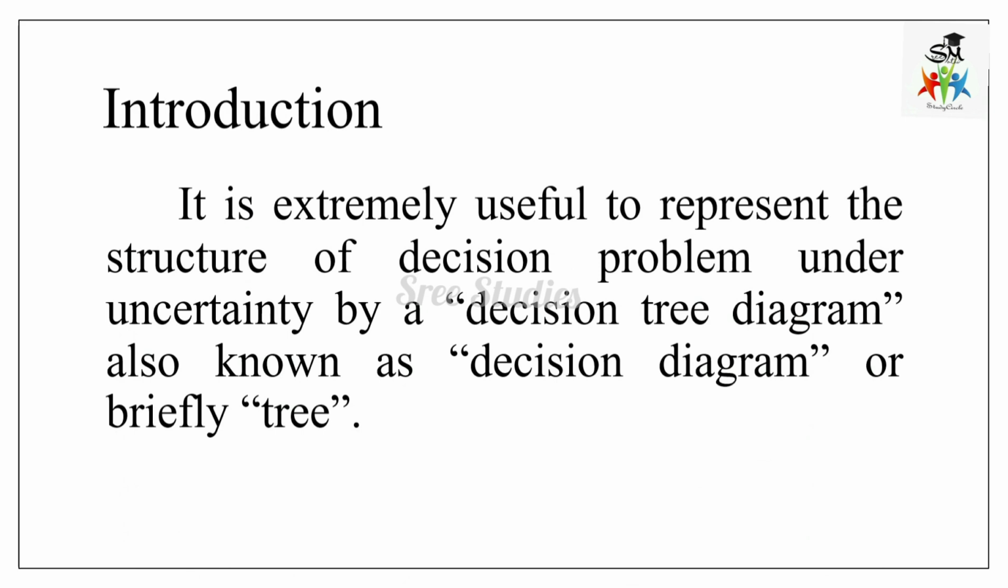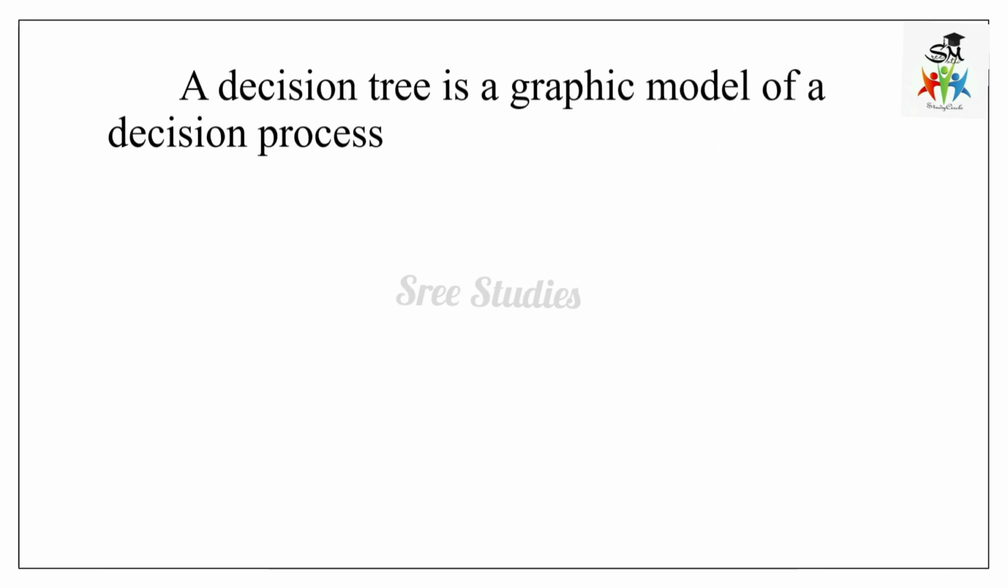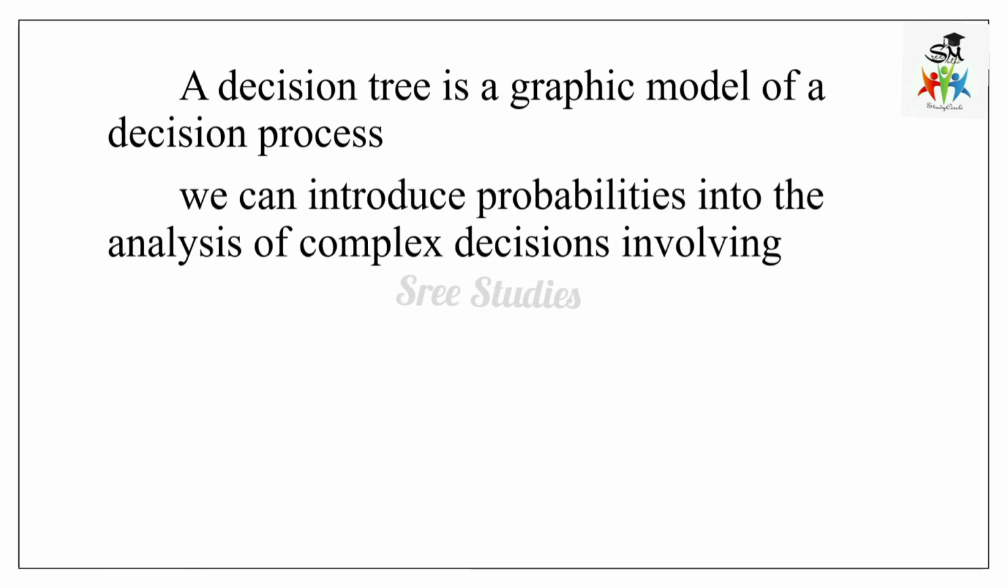So the decision tree is extremely useful to represent the structure of a decision problem under uncertainty, called a decision tree diagram, which is also known as a decision diagram, or briefly we can say a tree. So here a decision tree is a graphic model of a decision process. We have to draw it like a graph. So here we can introduce the probabilities into the analysis of complex decisions which are involving.